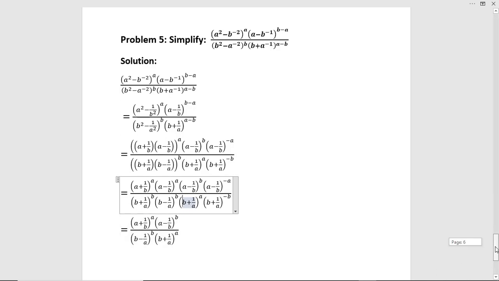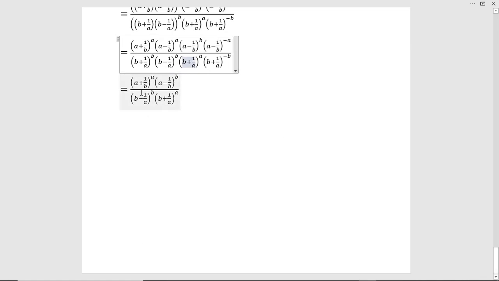Now we have to simplify these terms. We can find here that none of the bases are same: a plus 1 by b, a minus 1 by b, b minus 1 by a, b plus 1 by a. Bases are not same, but we can find same powers here. So a here and also a here. So we can take these two expressions, a plus 1 by b and b plus 1 by a, under the same index a, and also we can take a minus 1 by b and b minus 1 by a under the same index b.